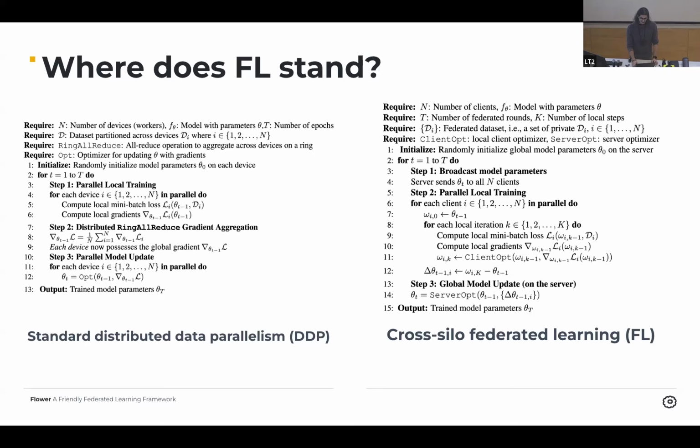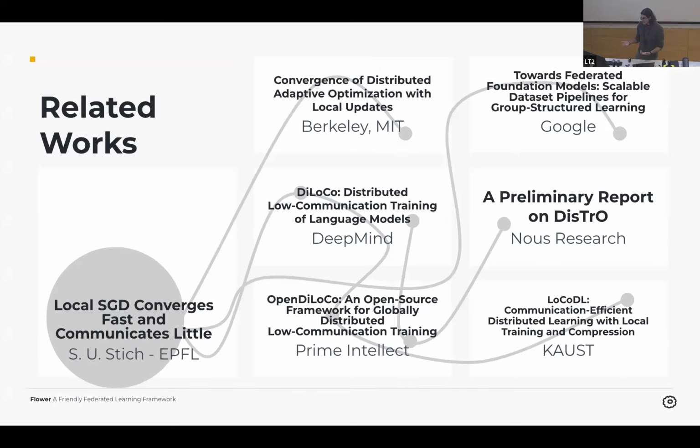Now, what is it like to do federated pre-training? Well, many people have looked into this already. So this is a number of related works that came out, I think, in the last couple of years.